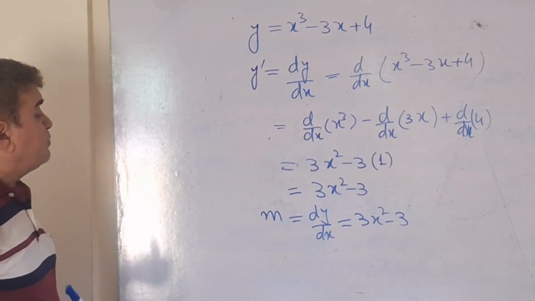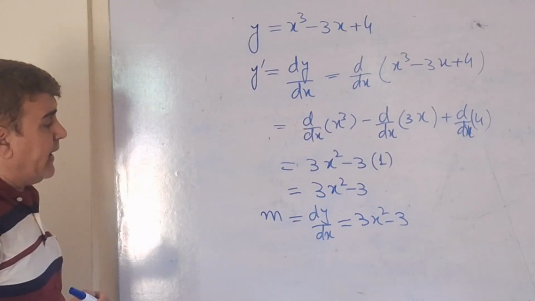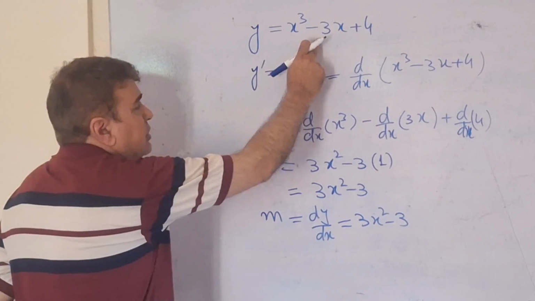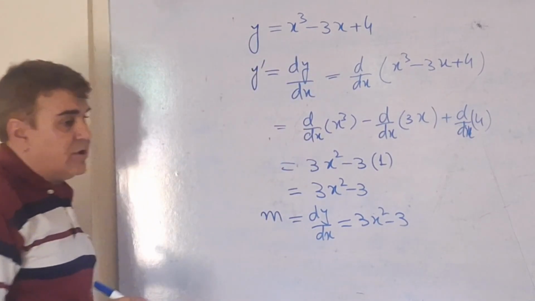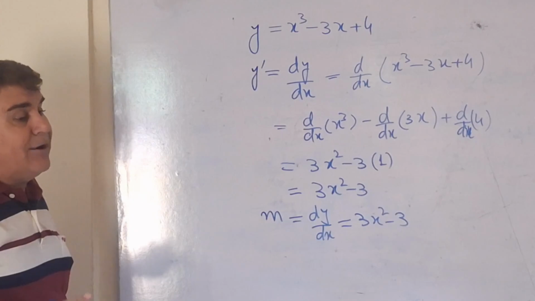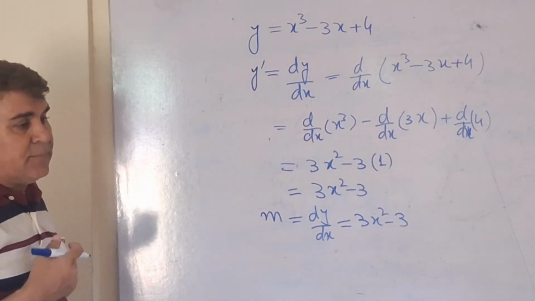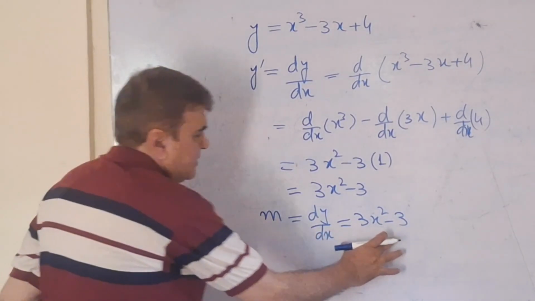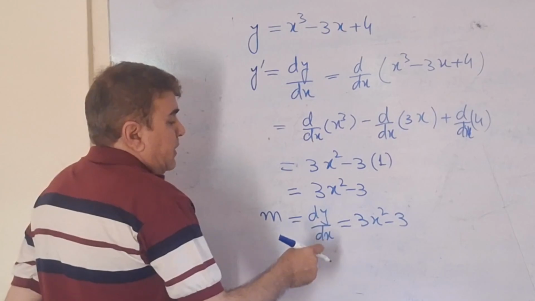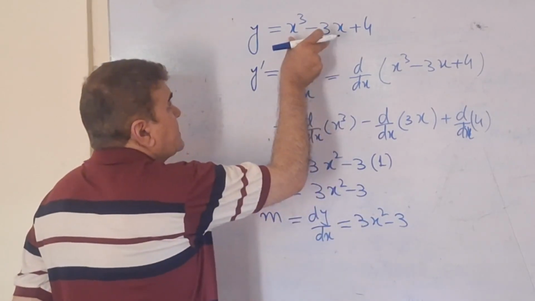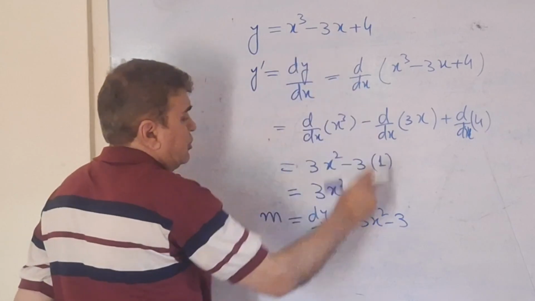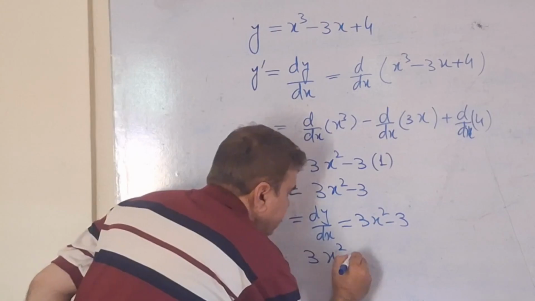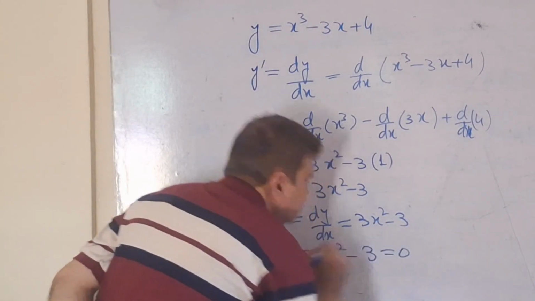Now we want to find the position of the tangent lines on the curve defined by this function that are horizontal. And we know the slope of the horizontal lines, or the lines that are parallel to the horizontal axis, is always equal to 0. So I can set this equation equal to 0. That is, the slope of the tangent lines to the curve defined by this function, which are horizontal, can be found under the condition that 3x squared minus 3 equals 0.